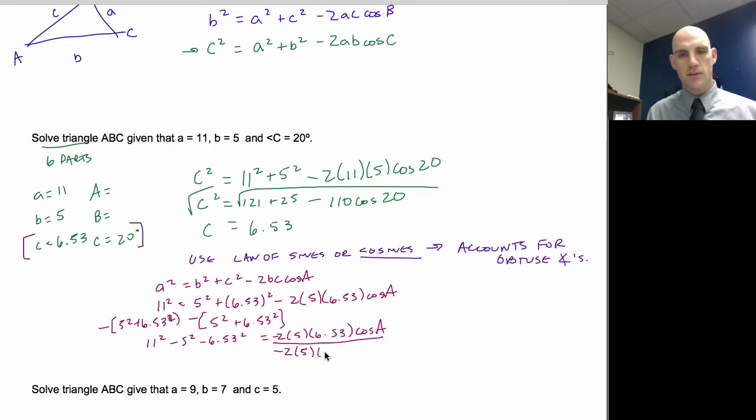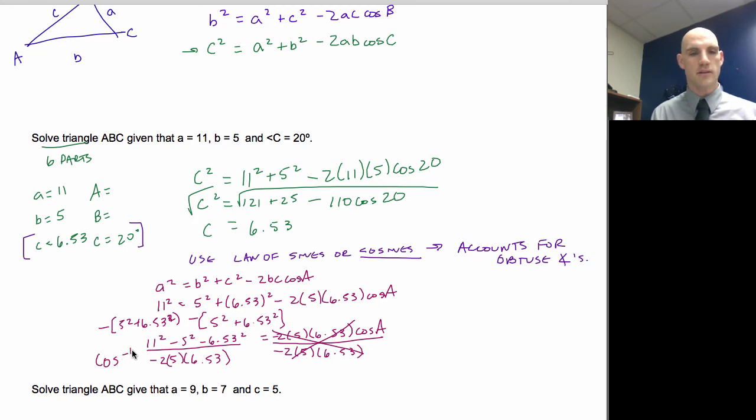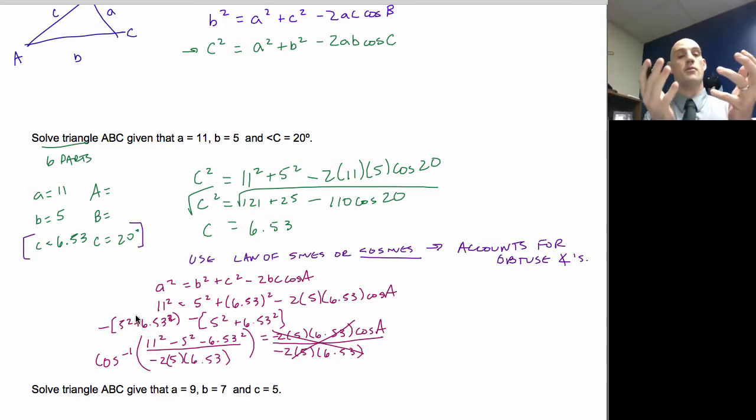Negative 2 times 5 times 6.53. You're probably like, well, why doesn't he just calculate? I'm going to show you, this is a little shortcut that we can use in the end when we figure out what exactly we're doing. So look at what I've got here. All of this is now gone, and this is equal to cosine of A. And so what's my answer? Now I'm going to take the inverse cosine of all of this. So it's the inverse cosine of everything subtracted divided by the part I was multiplying by.